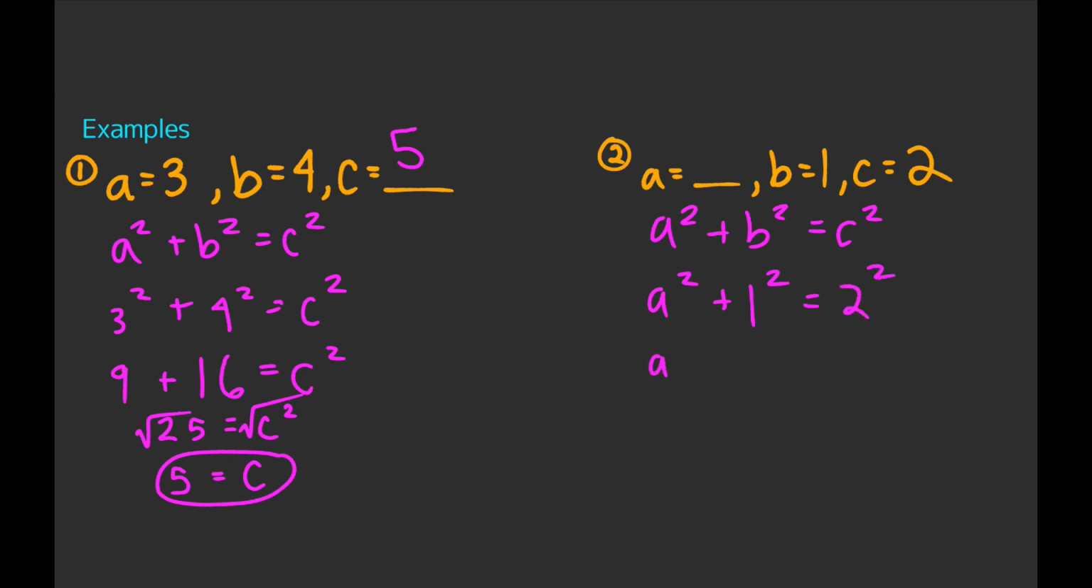And I'm just going to solve this. 1 squared equals 1, and 2 squared equals 4. So now, since I want to isolate the a, I'm going to subtract 1 on both sides. So we will get a squared equals 3. Then I'm going to square root both sides. And that gets us a equals the square root of 3. And since the square root of 3 doesn't simplify down any further, we can just keep it as that. So that is our answer.